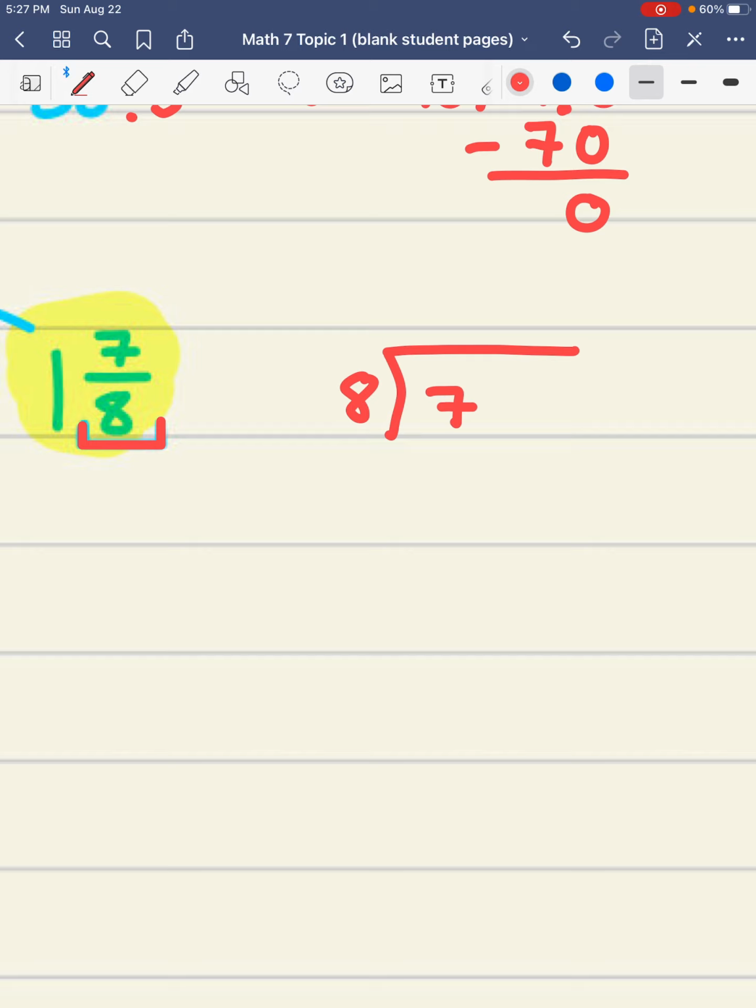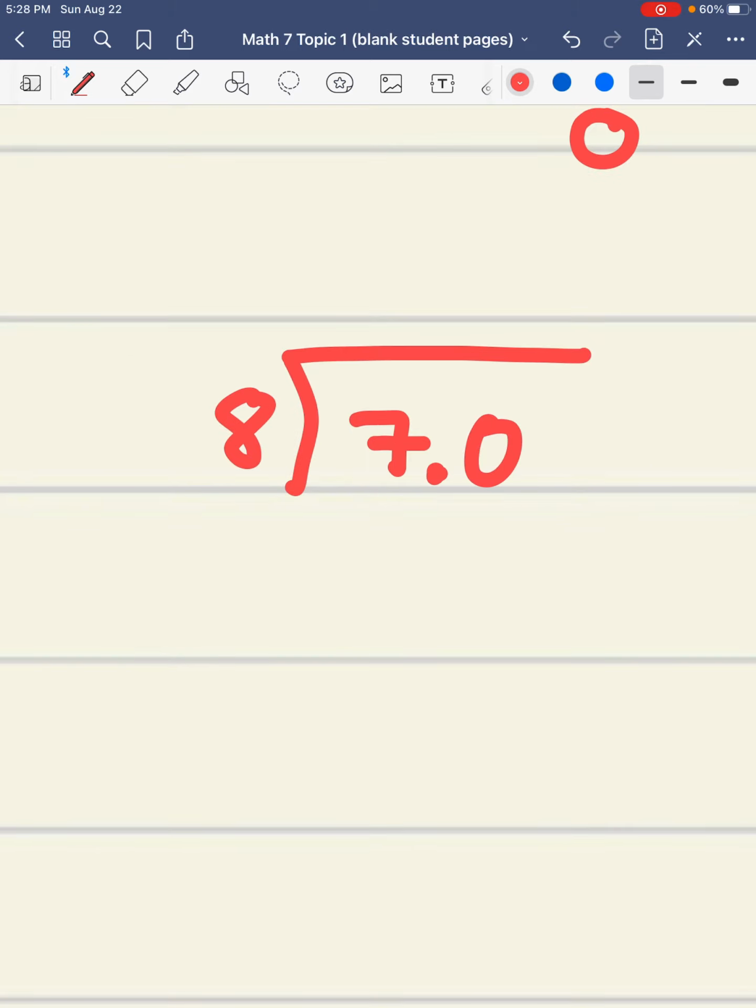So can 8 go into 7? Well, no, it can't. So I'm going to add a decimal and a 0. Don't forget to add your decimal here. Can 8 go into 70? Yeah, 8 goes into 70 8 times because 8 times 8 is 64. Now 70 minus 64 is 6.